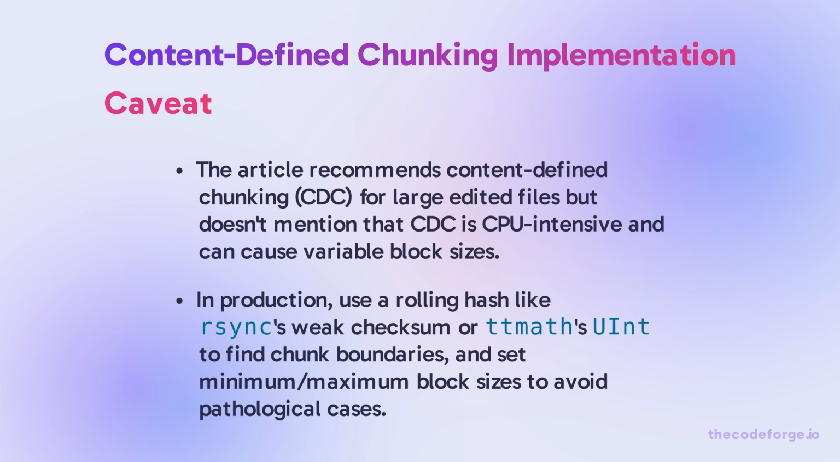The article recommends content-defined chunking, CDC, for large edited files, but doesn't mention that CDC is CPU-intensive and can cause variable block sizes. In production, use a rolling hash like rsync's weak checksum, or a similar rolling hash, to find chunk boundaries and set minimum and maximum block sizes to avoid pathological cases.